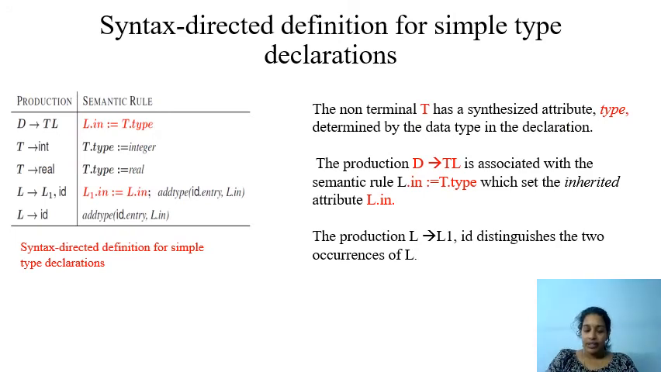This is what we have discussed now. T gets its value from its children, so T has a synthesized attribute type, and here L inherits its value. L is associated with the semantic rule L.in equal to T.type. That is, L inherits its value from T, which sets the in; L has an inherited attribute L.in. In the production L gives L1 comma ID, we use L and L1 to distinguish the two occurrences of L.